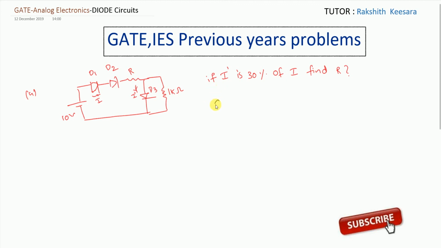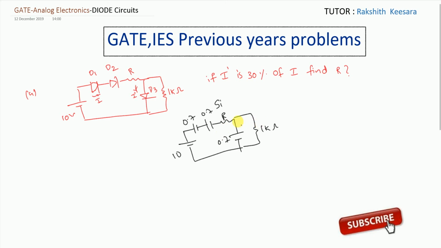In this question he is telling that it is a silicon diode. The current flowing through diode D1 is I. The current flowing through diode D3 is I dash. If I dash is 30% of I, find the resistance R. So how to solve? Indirectly he is telling that current is flowing, so they are in on state. Since it is a silicon diode, what will be the equivalent circuit?